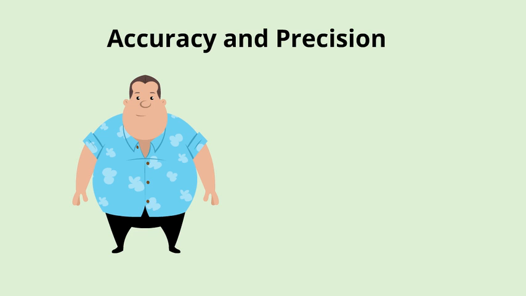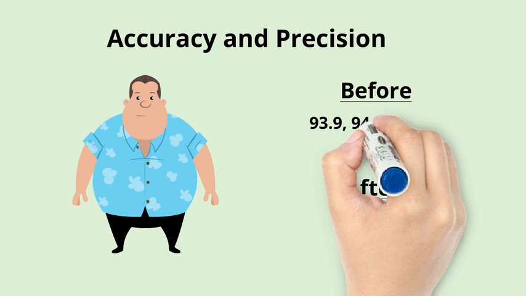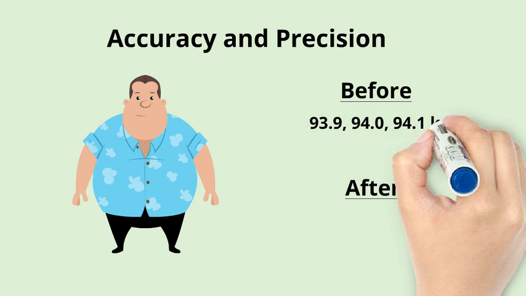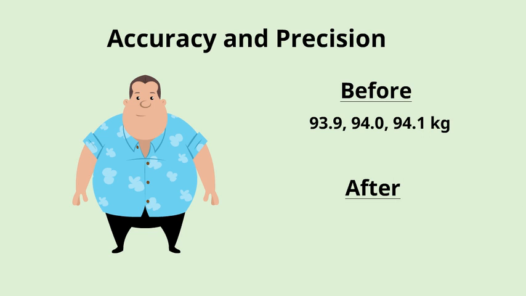Now John knows that his weight can change during the day, for example before and after eating, exercising and so on. And so he decides to measure his weight 3 times during the day before the diet and 3 times during the day after the diet. Before the diet, he found that he weighed 93.9, 94.0 and 94.1 kilograms. So those numbers are very close together and they come out at an average of 94 kilograms.